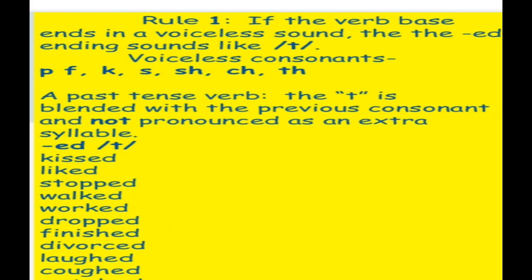So examples of past tense verbs that have the T sound. When the ed is added, it has the T sound at the end. Examples are kissed, liked, stopped, walked, worked, dropped, finished, divorced, laughed, coughed.